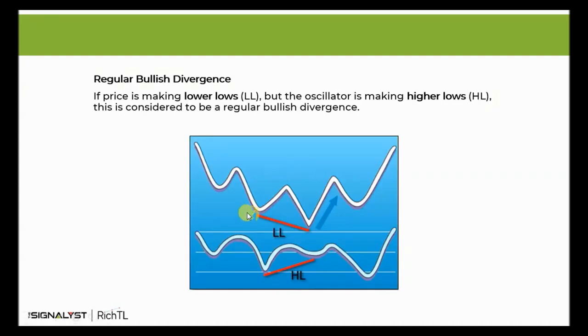If price is making lower lows while the indicator is making higher lows, this is considered to be a regular bullish divergence. This usually occurs at the end of a downtrend. After establishing a second low, if the indicator fails to make a new low, it's likely that the price will rise, as price and momentum are usually expected to move in line with each other.